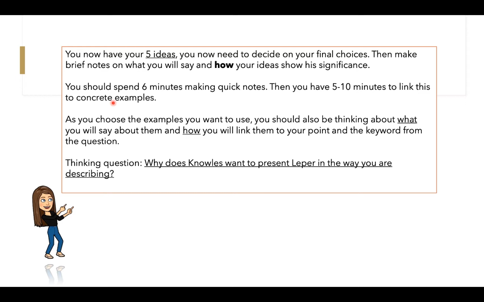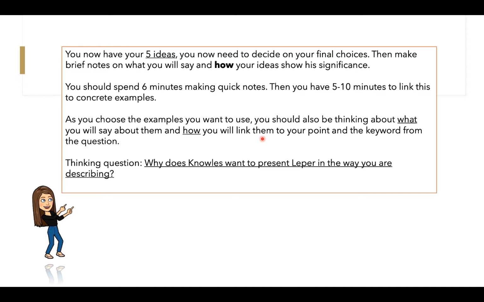And I will talk to you later on about how to paraphrase, because with this question, you don't have the novel in front of you, it's so easy to then just start to tell the story, which if you do that, then you're not allowing yourself to be interpretive or analytical. As you choose the examples, you should also be thinking about what you're going to say about them and how they link to the initial point that you've made.